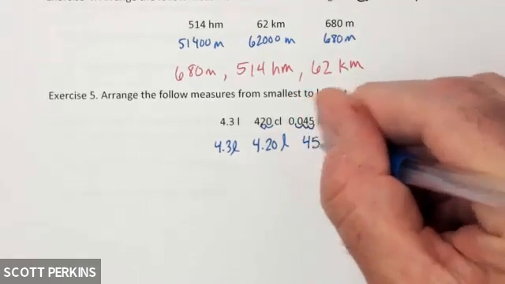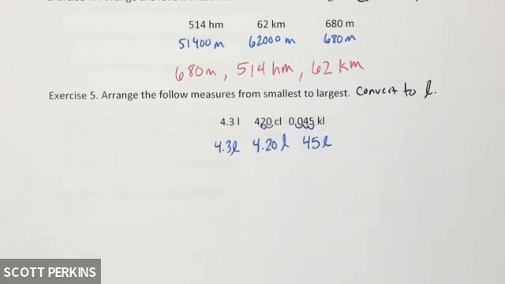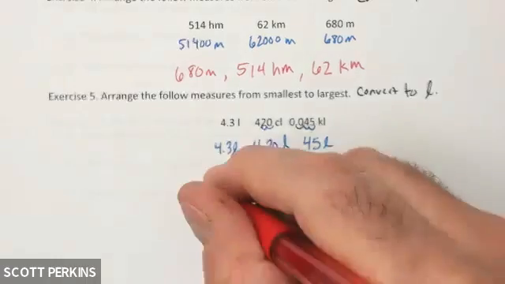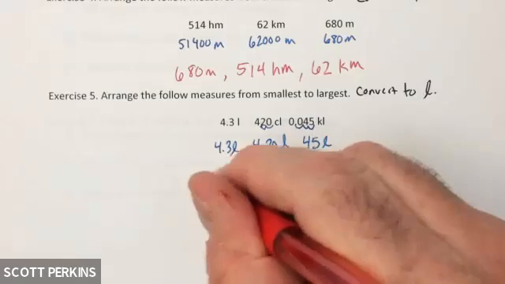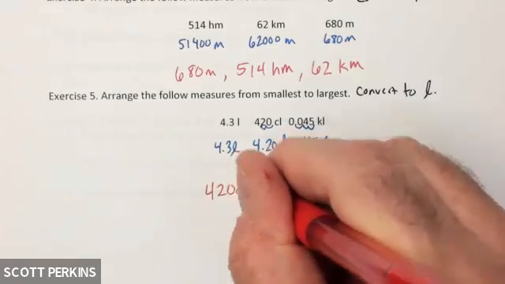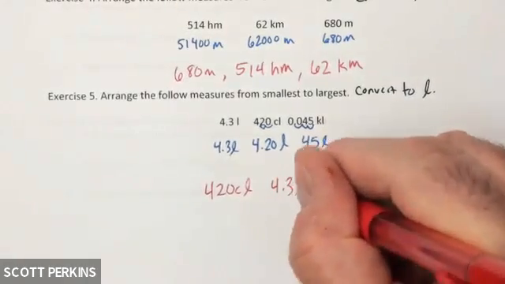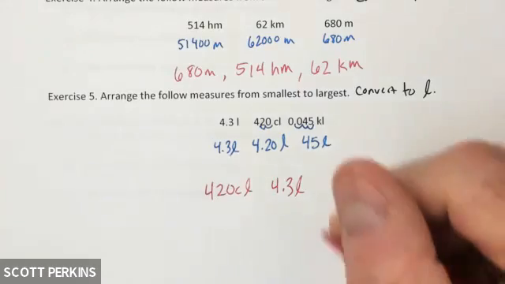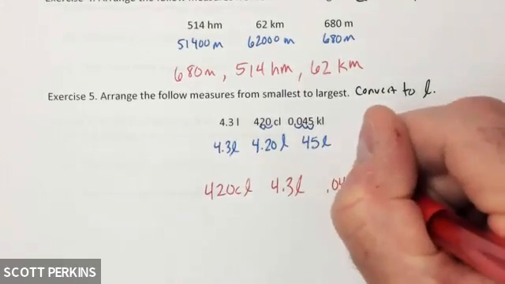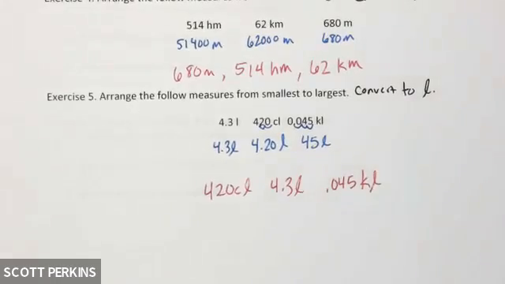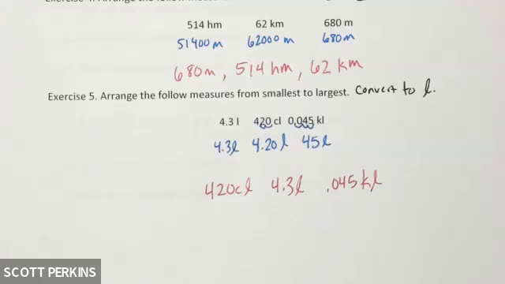That's 45 liters. So going from smallest to largest, which was the assignment for us, the 420 centiliters is the first one. That's the smallest. The 4.3 liters is next. And then finally, the 0.045 kiloliters, even though it's the smallest number, it is actually the largest measurement because of the units that are used.